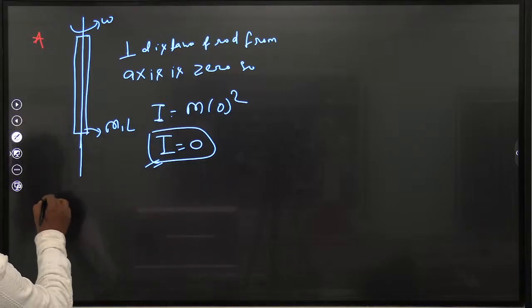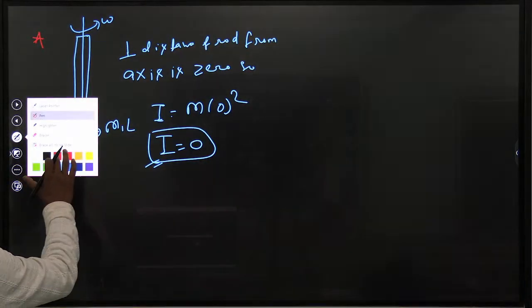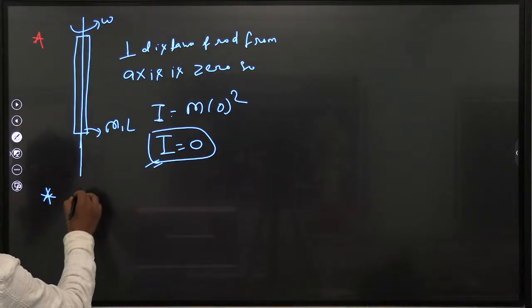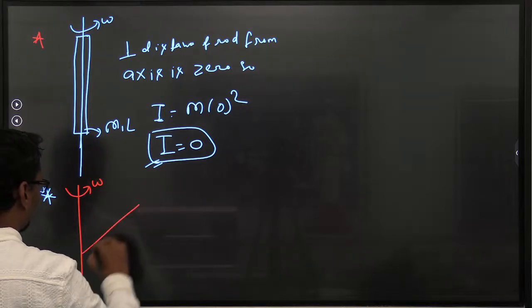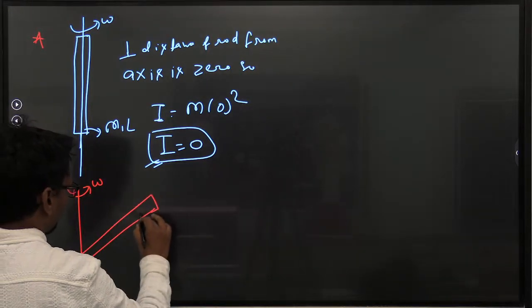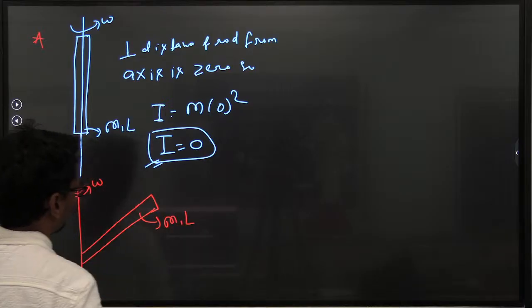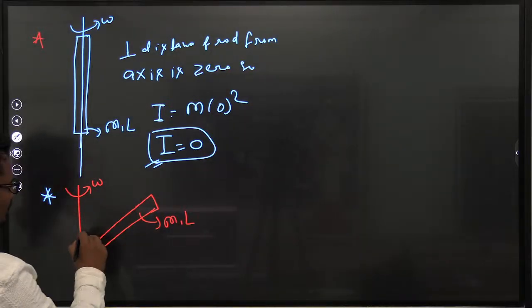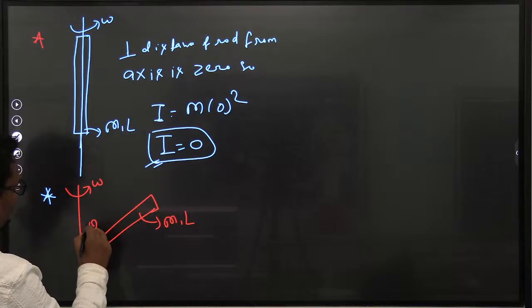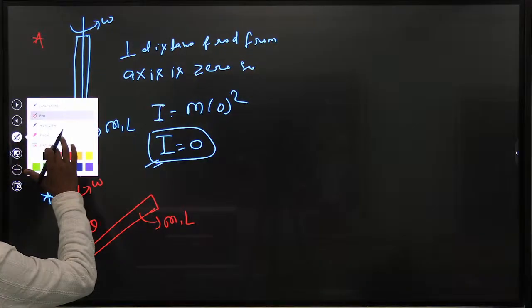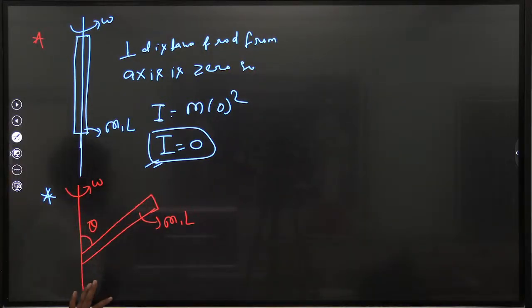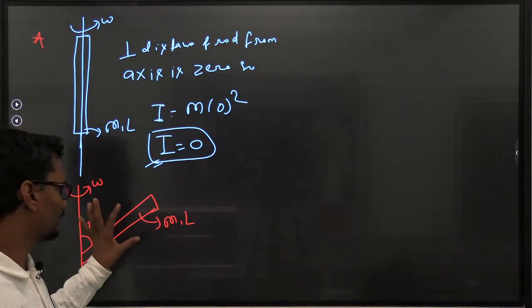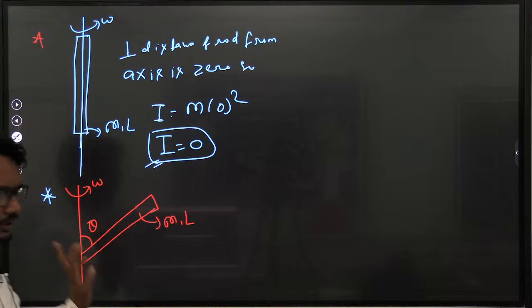Now the second case is that this is the axis, and this is the rod having mass m and length L, and the axis making an angle theta with the rod, or the rod making an angle theta with the axis. This is the condition. Clear? Then what will be the moment of inertia of this rod about this axis?